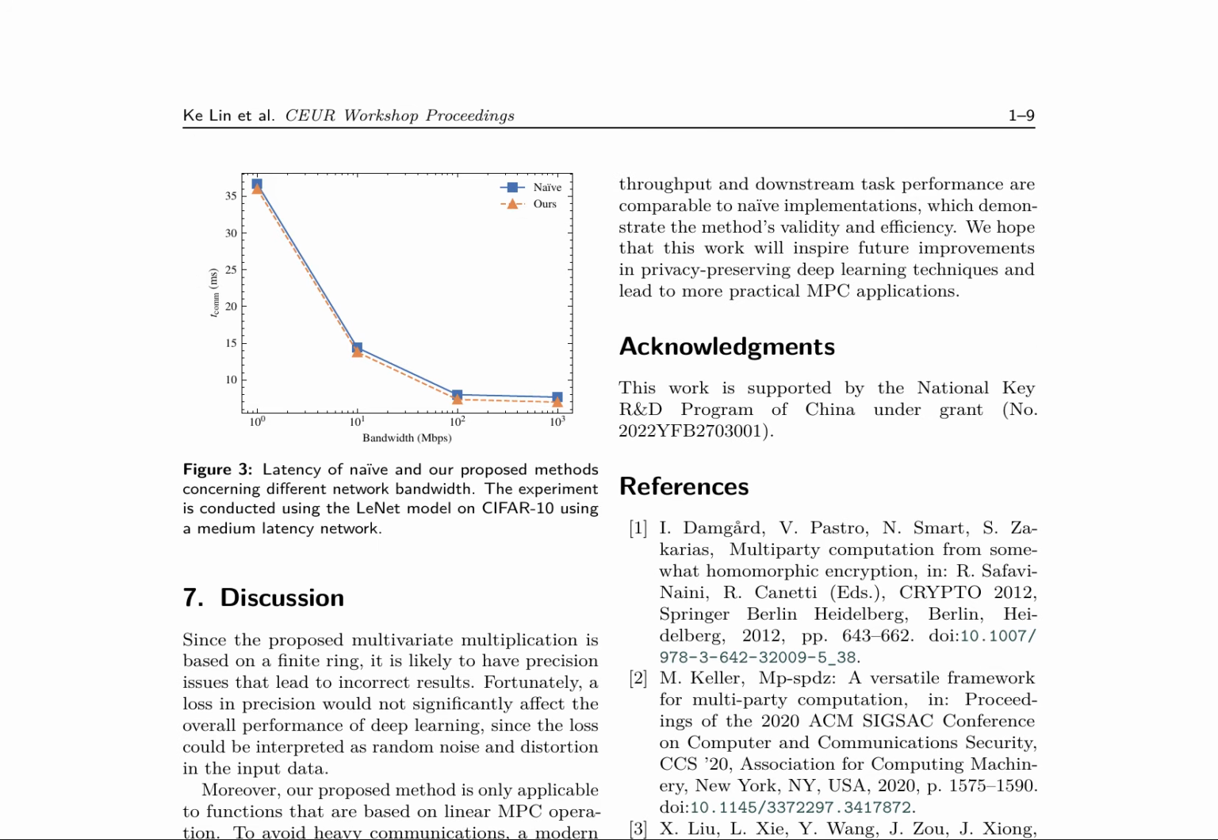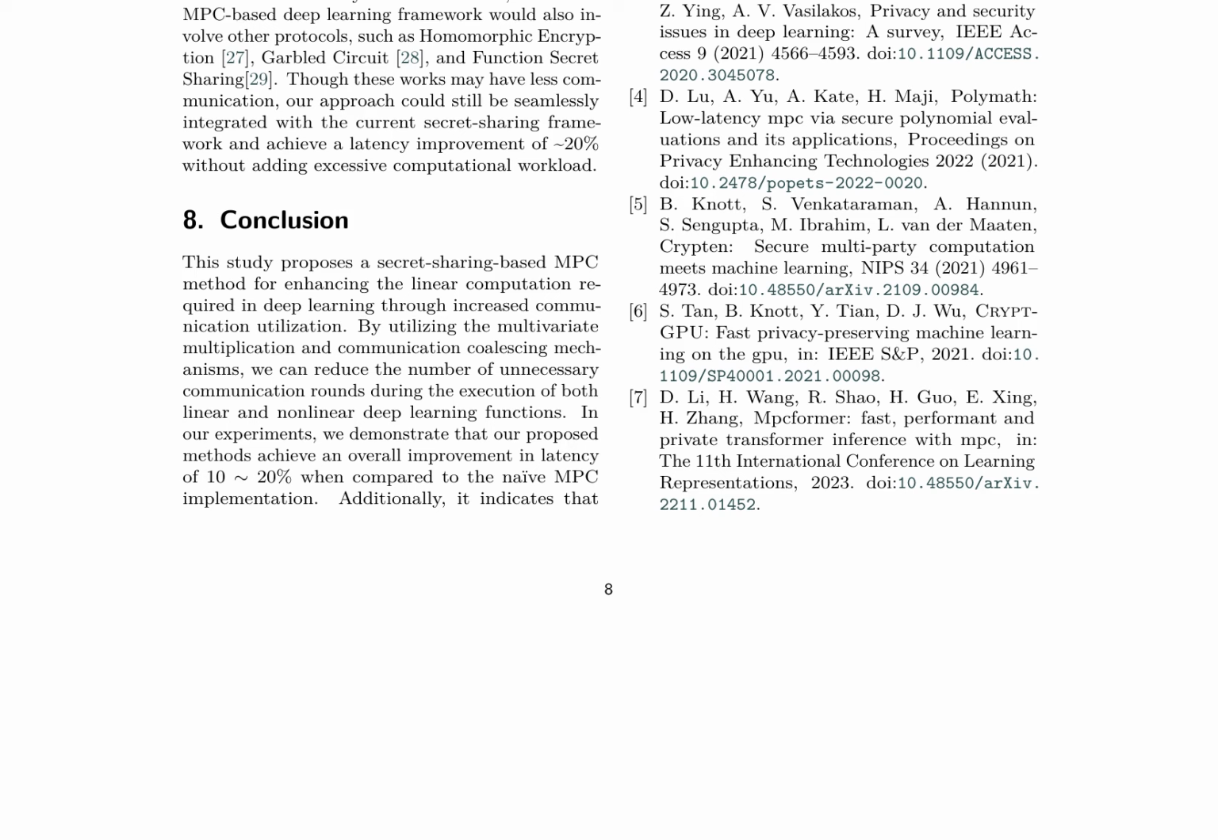The proposed secret sharing-based MPC method enhances linear computation in deep learning by introducing multivariate multiplication and communication coalescing mechanisms. These innovations reduce unnecessary communication rounds, resulting in a latency improvement of 10-20% compared to naive MPC implementations. The method's validity and efficiency are demonstrated through experiments, showcasing comparable throughput and downstream task performance. This work aims to inspire future improvements in privacy-preserving deep learning techniques and practical MPC applications.